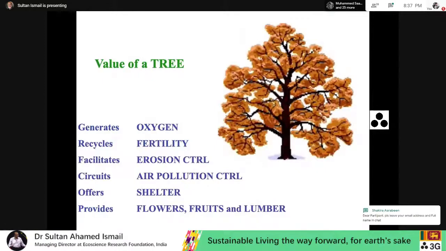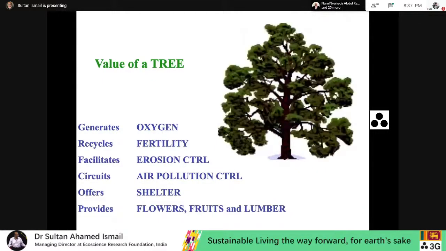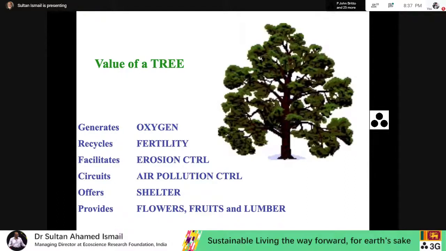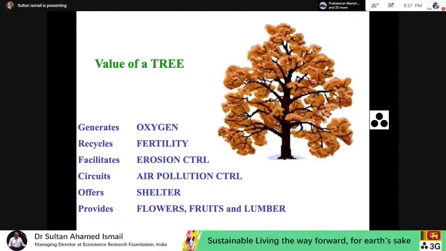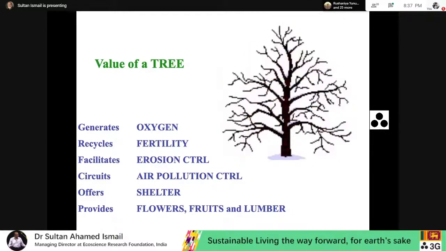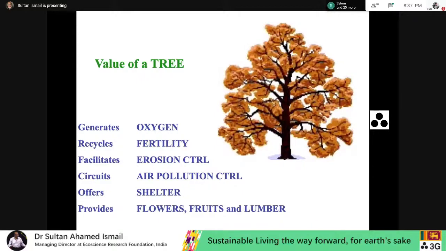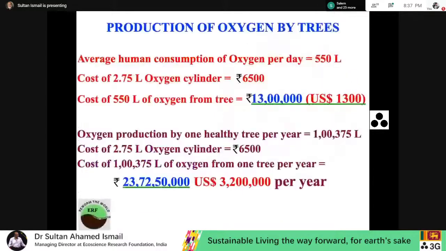And if you imagine a tree, I hope you children know that on average we consume 550 liters of oxygen per day. How much? Each one of us, on average, 550 liters of oxygen per day. In Indian currency, one small can of oxygen today costs 6,500 rupees, which means we consume 13 lakh rupees worth of oxygen per day, which is equivalent to 1,300 US dollars per day.